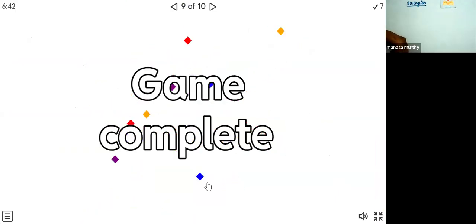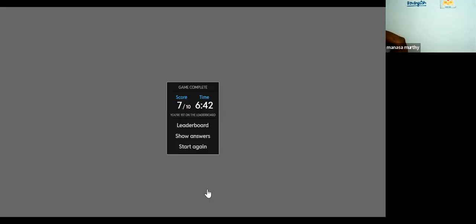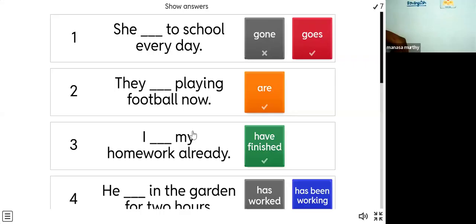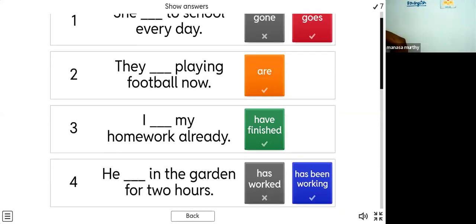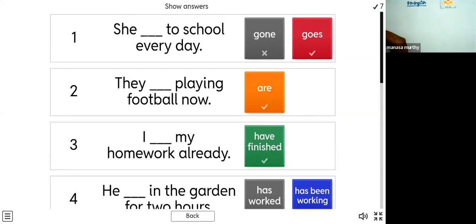Have you made note of the answers? Should I show the answers? Routine action is the first question. She goes to school every day. As the subject is she, we use the verb as goes. It's a routine action, simple present tense.